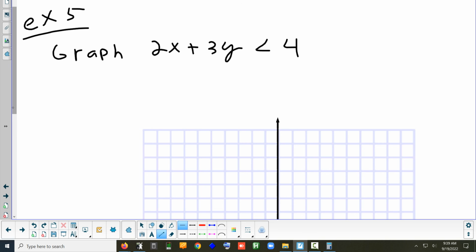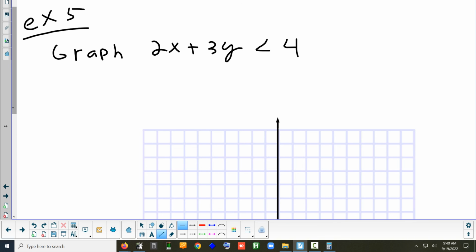And what do we want to do here to make this easier to graph? Yes? Get the y by itself. Ashley, what would be my first step to get y by itself? Move it to the other side. Okay, so tell me what to write.